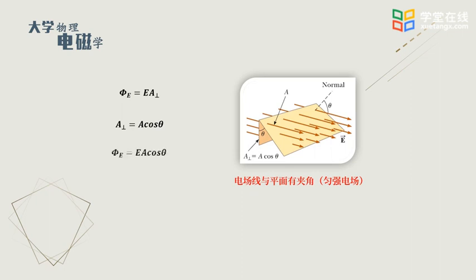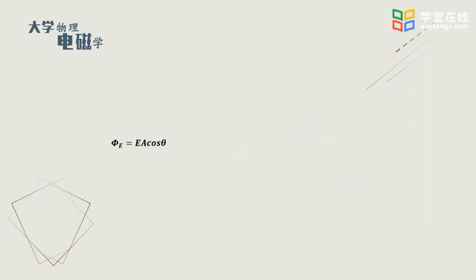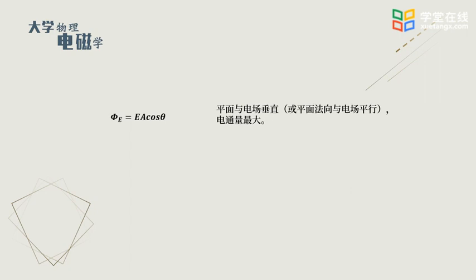So the flux through A is expressed by this one, phi E equals EA cosine theta. From this expression, we can find that the flux is maximum when the surface is oriented perpendicular to the field, where the normal to the surface is parallel to the field and theta equals 0 in this case. The electric flux is 0 when the surface is parallel to the field, where the normal to the surface is perpendicular to the field and theta equals 90 degrees.